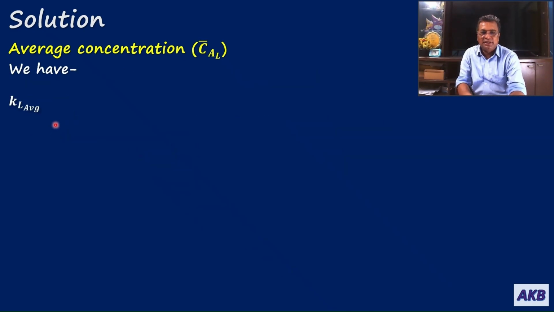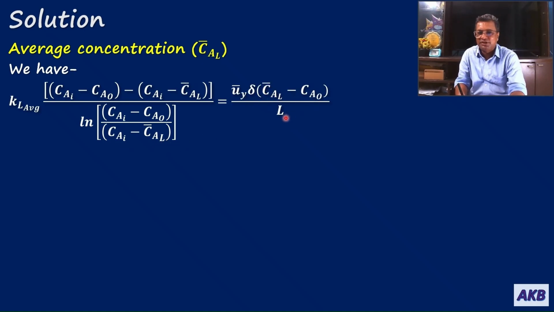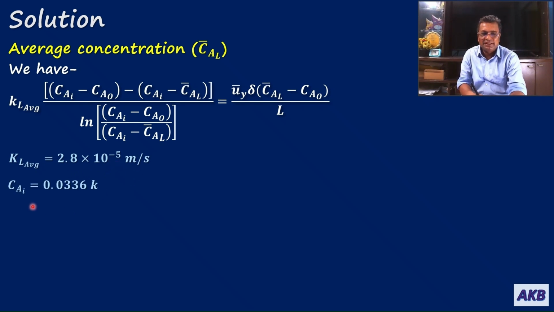So we have KL average into CAI minus CA naught minus CAI minus CAL bar, divided by ln of CAI minus CA naught divided by CAI minus CAL bar. That is equal to UY bar into delta into CAL bar minus CA naught divided by L. So KL average, we calculated it. It is 2.8 into 10 to the power minus 5 meter per second. Then CAI is 0.0336 kilomole per meter cube. It is given to us. CA naught is 0 because initially water is free of any CO2.